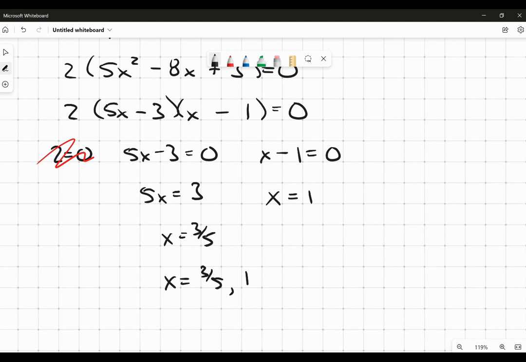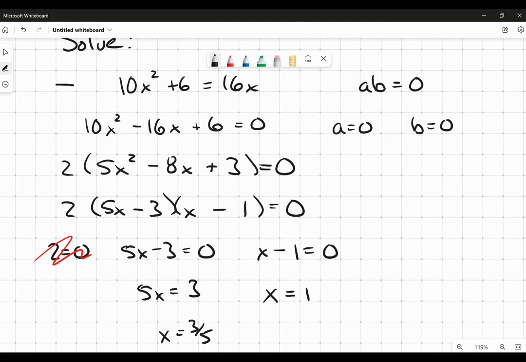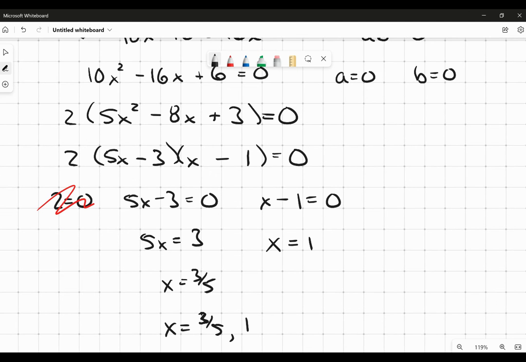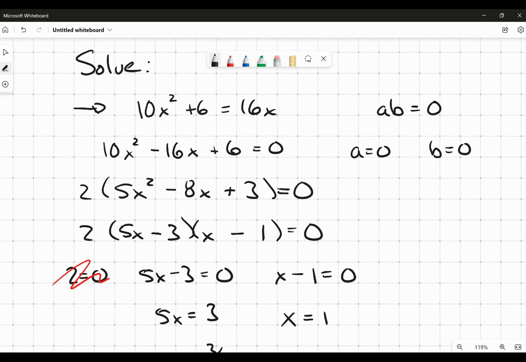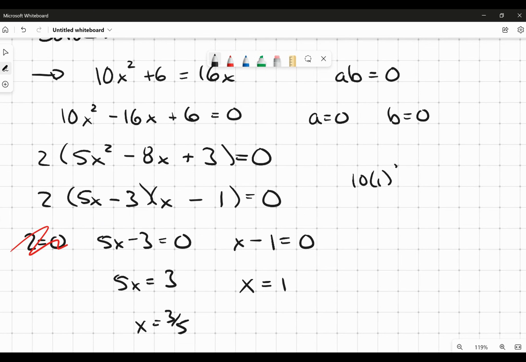Just for the sake of time, I'm not going to plug that in and check, but you could. You could take that 3/5, plug it into the original expression, and you'd notice that the left side is equal to the right side. And then you could go back in and take that positive 1 and plug it in. Actually, maybe positive 1 we will do real quick. If you plug 1 into this, we'll just do it over here, you'll get 10 times 1 squared plus 6 will equal 16 times 1. Is that true? Does 10 plus 6 equal 16? And the answer is yes. The same thing would be true if you plugged in the 3/5. It's just I've got a limited amount of time to do this.